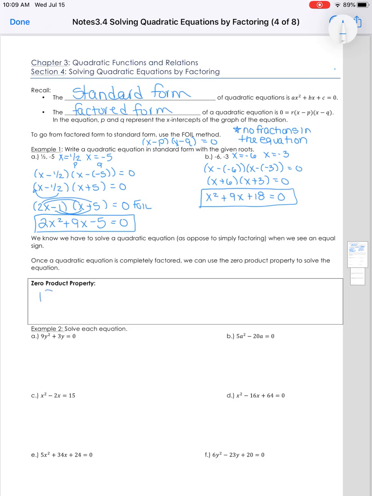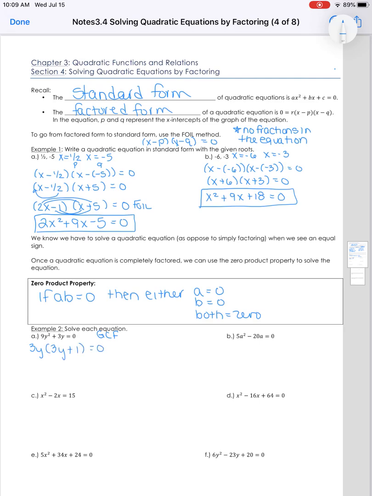So we know that we have to solve a quadratic equation, as opposed to simply factoring, when we see an equal sign. So when we see equals, we know we have to actually solve the problem out. There's something called the zero product property, which says that if a times b equals 0, so if you have two things that are multiplied and they equal 0, then you have a couple options. Either a is 0, b is 0, or both are equal to 0. So that's always how we've gone about solving these types of questions.